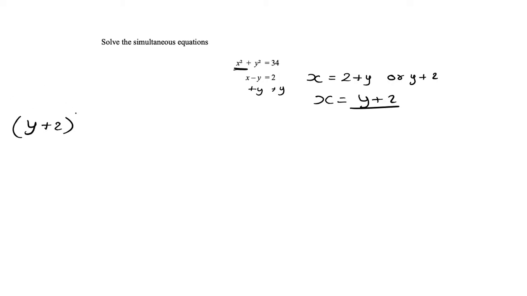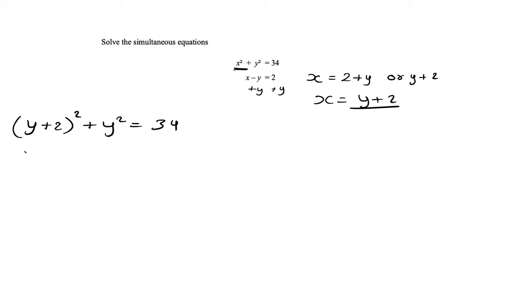We would have to add y to both sides, and we would get x is equal to 2 plus y, or y plus 2. Okay, so we know that x is equal to y plus 2. Now we can just substitute this value into the place of x. Okay, so we will have y plus 2 squared plus y squared is equal to 34.